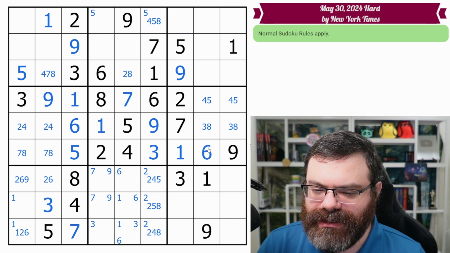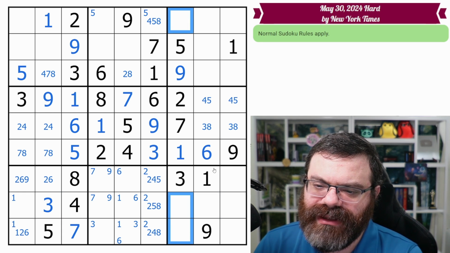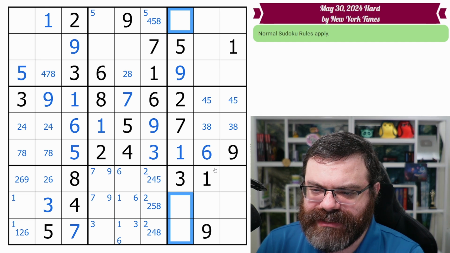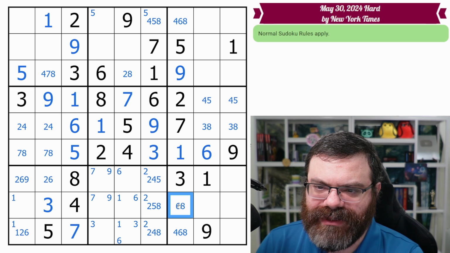Okay. I do have this 4 looking in. Not super helpful. We got a triple left in this column. We need a 4, 6, and 8. 4, 6, 8. I'll mark it. This can't be 4. That's it. That's all we get.